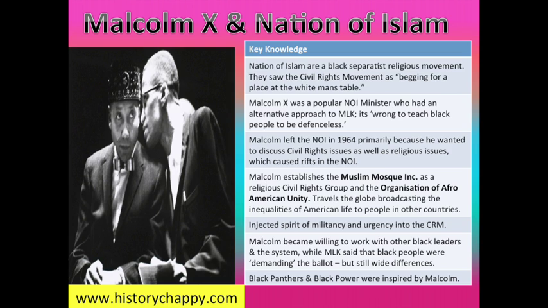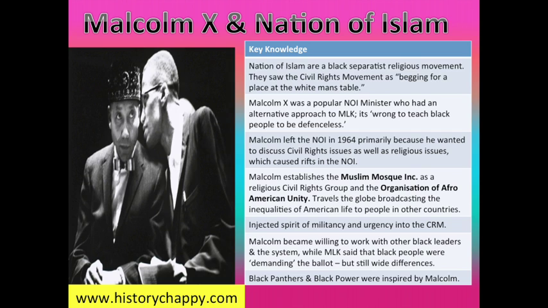Malcolm spent much of the last year of his life travelling the globe, highlighting the inequalities and suffering of black Americans to people abroad. He certainly injected a spirit of militancy and urgency into the civil rights movement. And in the last year of his life, Malcolm became more willing to work with other black leaders and the system to change the realities for black people in America.